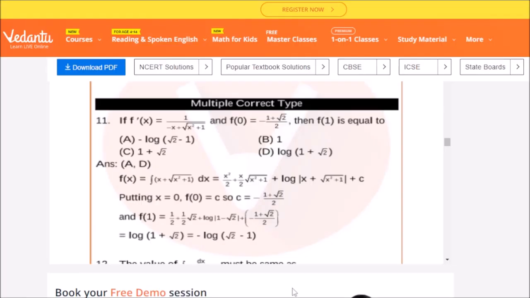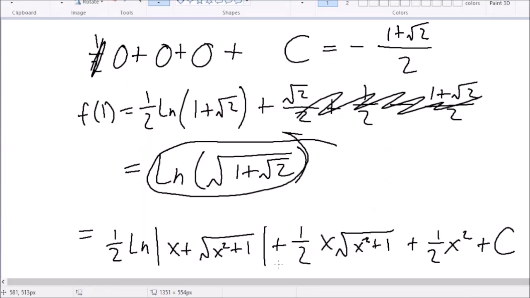I got the function right, did I? I did get the function right, but I didn't plug in my values correctly. Wait, I'm so lost. F of 0, yeah, so c equals that. Then f of 1. Oh, but absolute value. Wait, but then I have my half. Wait, no, I didn't do my function correctly. Oh, what?